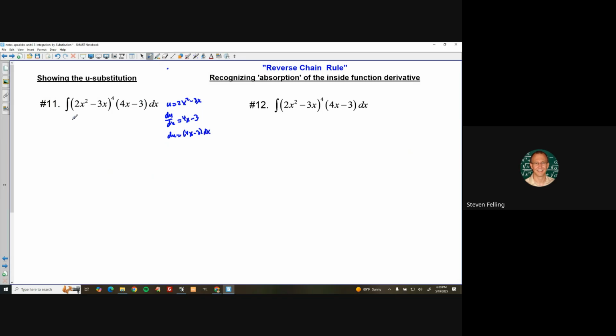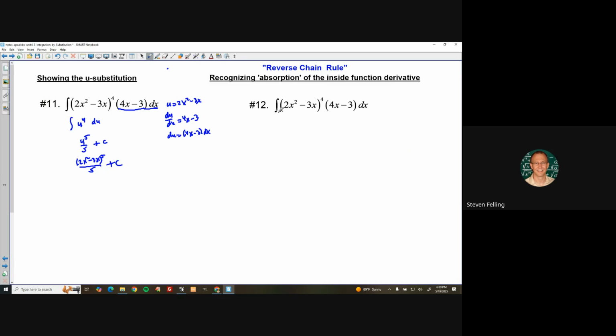And that means that this is u to the fourth, and this 4x minus 3 dx is the du, which means this is u to the fifth over 5 plus c, which means that's 2x squared minus 3x to the fifth over 5 plus c. All right, that's the traditional way to do that. I would do it that way.